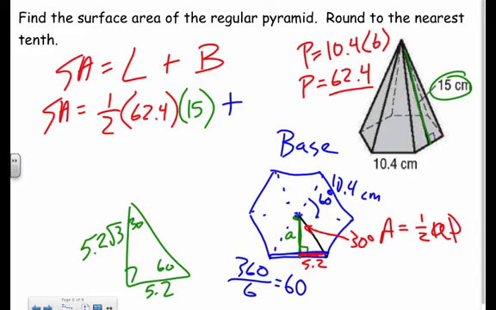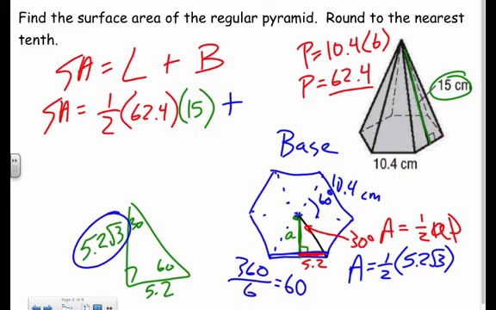So that means for the area of this base, we got to take this hexagon 1/2 times the apothem, which we just said is 5.2 times the root 3, which we have right here, times the perimeter, which was 62.4. So I'm kind of cramming here. And we type that all into a calculator.